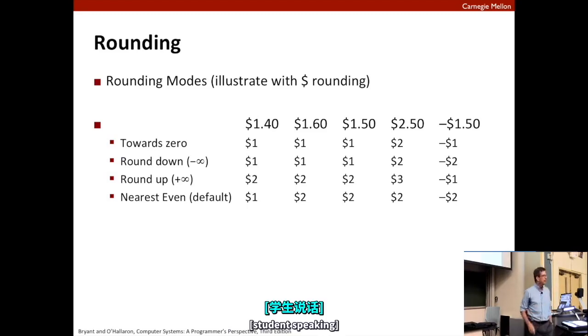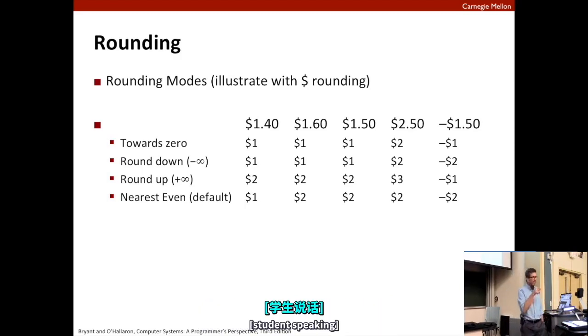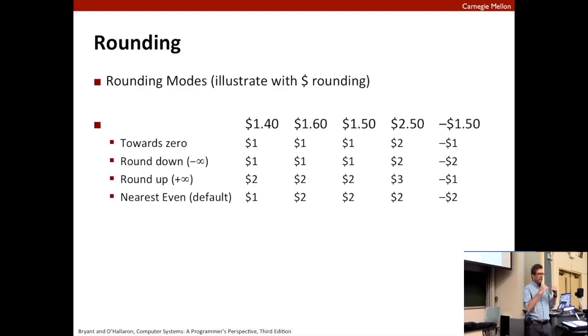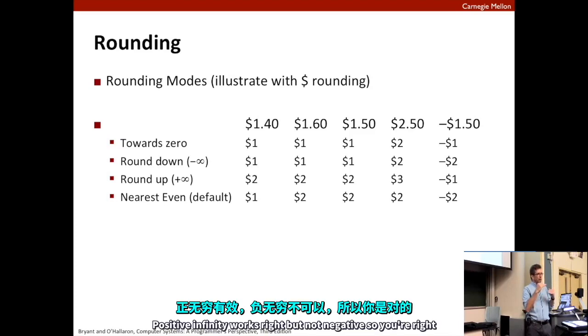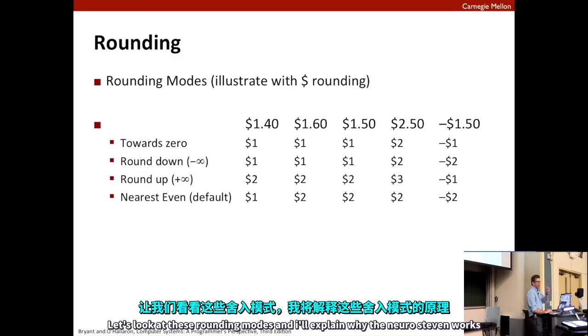Yes, question? Why does nearest even round to 1 for 140? Oh, I'll show you. Let me go over the others. The question was about nearest even. Yes? Doesn't that make negative infinity greater than positive? Well, that was the exception, right? That's right. So aside from infinity, you can't do that comparison. Positive infinity works, right? But not negative. So you're right. Good point. All right. So let's look at these rounding modes, and I'll explain why the nearest even works.